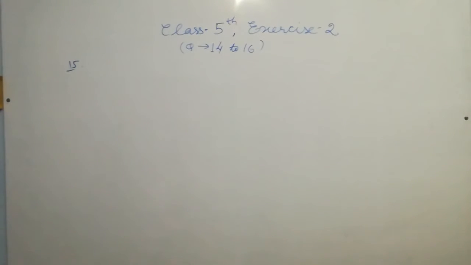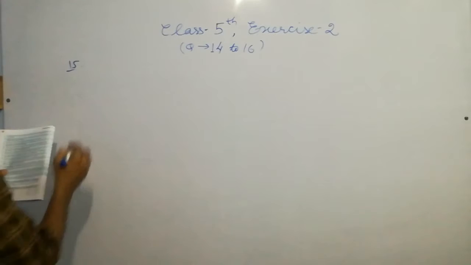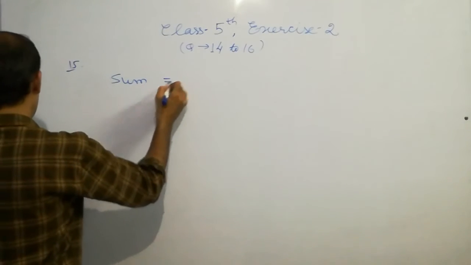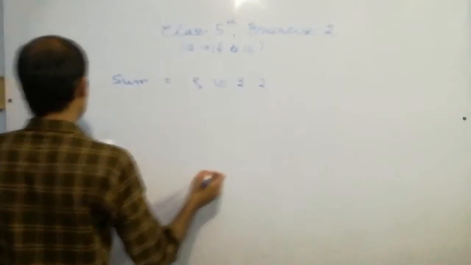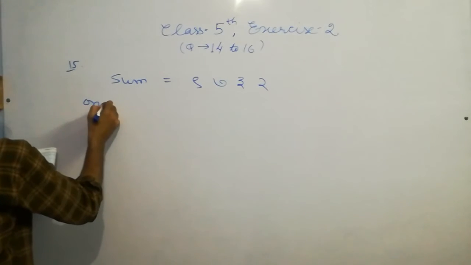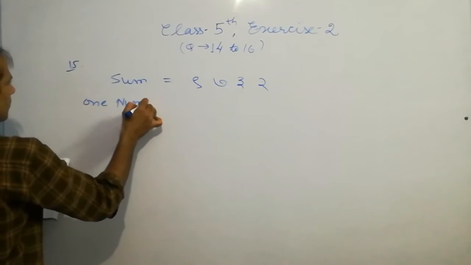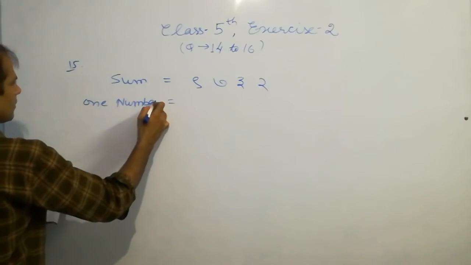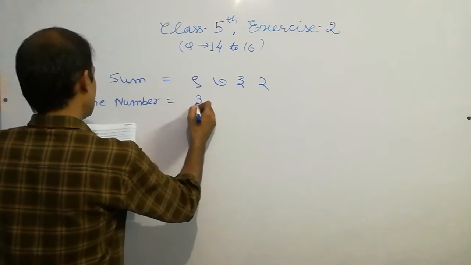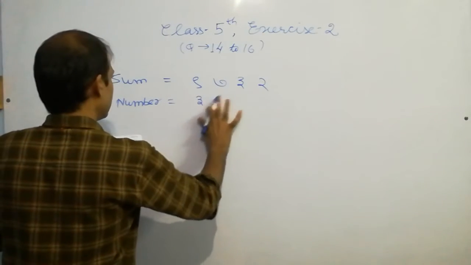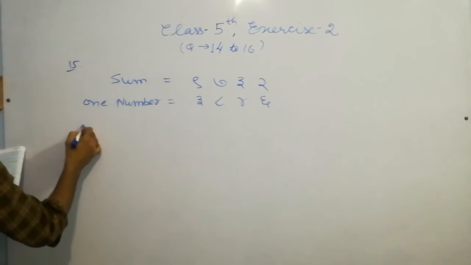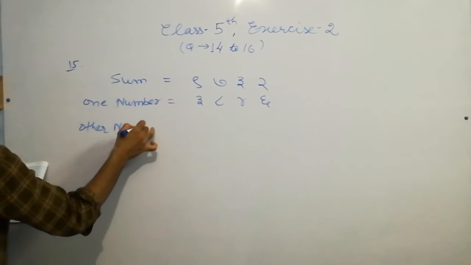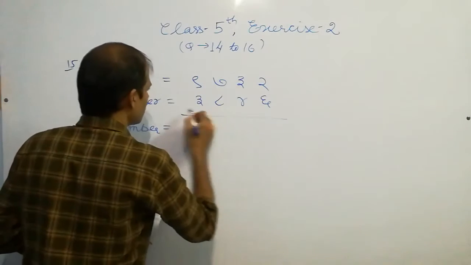Okay, and question number 15. Sum equals 9732 and one number is 3846. Then the other number equals, just perform the subtraction.